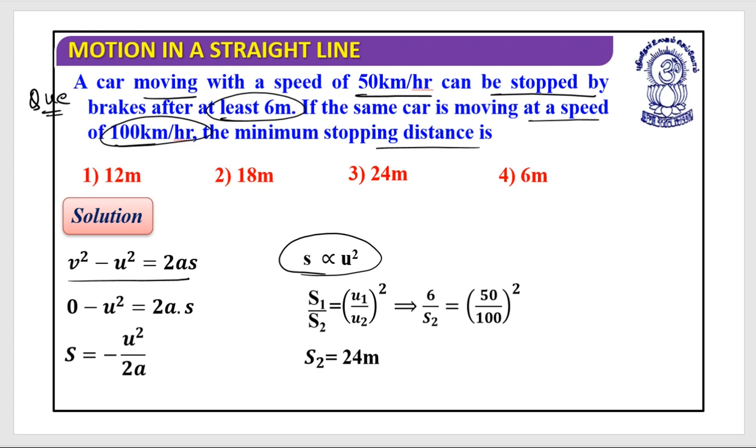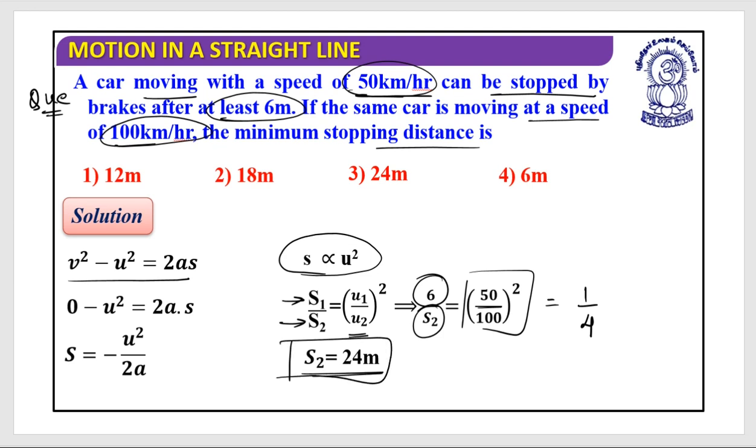So let's put in the values. Stopping distance 1 to stopping distance 2 should be equal to u1 by u2 whole square. The first stopping distance is 6 meters, the second stopping distance is S2. First velocity is 50 kilometer per hour. No need to change units because it is a ratio, and at the end of the day it is going to cancel out. So it is 50 divided by 100 whole square, which is 1:4. So S2 is equal to 24 meters. This would be the answer.